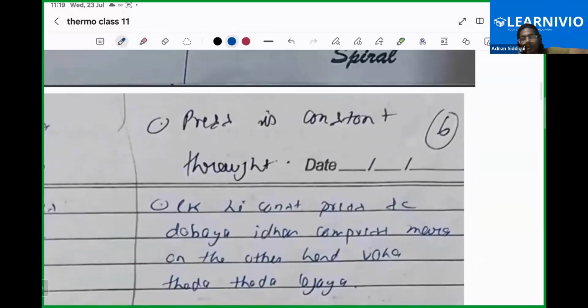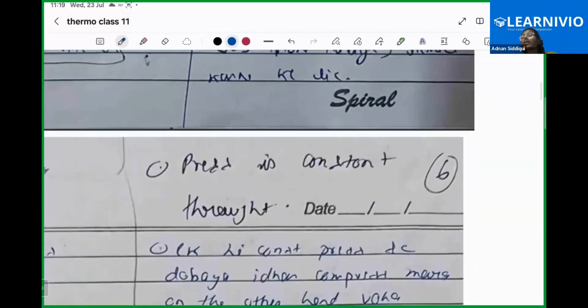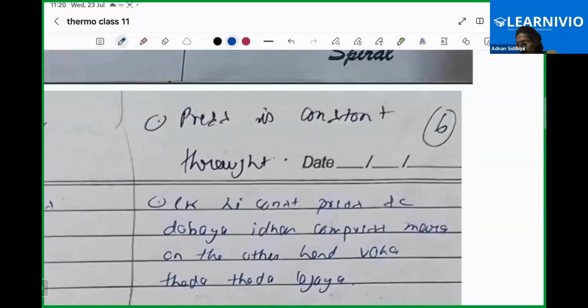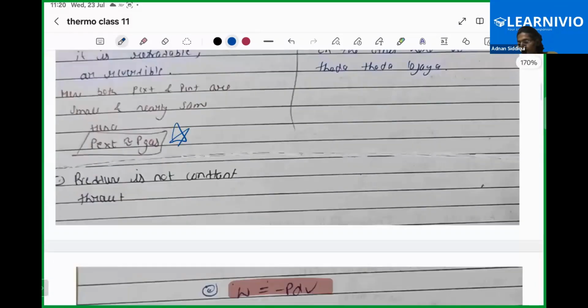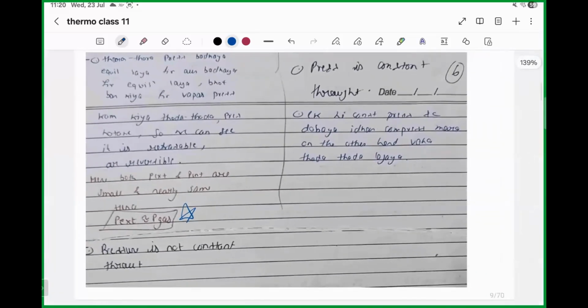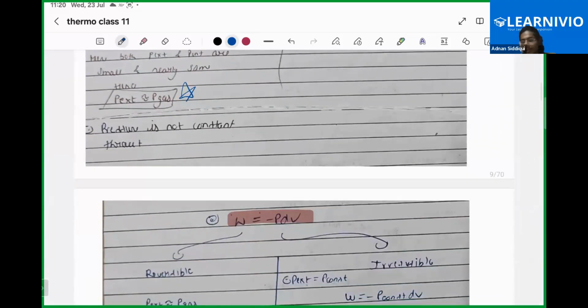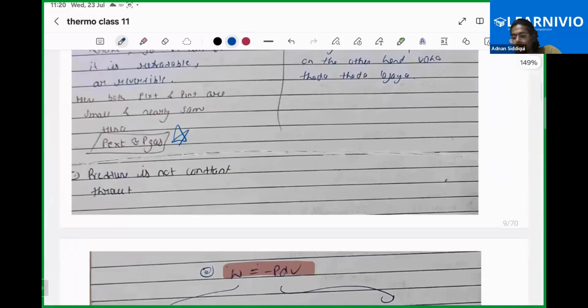So pressure is constant throughout. If you are applying, say, 5 atmospheric pressure due to the boulder, it was constant throughout. Your boulder is the same, because if you have placed the boulder, the size and mass is going to be same, and the pressure that it exerts is again going to be same. So pressure is constant. एक ही कांस्टेंट प्रेशर से दबाया, इधर कंप्रेस मारा, ऑन द अदर हैंड वहाँ थोड़ा लगाया, okay? I understand the whole thing. If you understood it, then it is very good. Pressure is not constant throughout here, but the pressure is constant there.